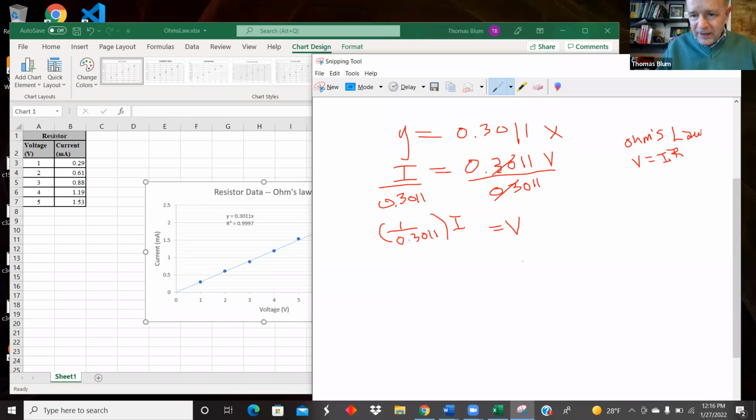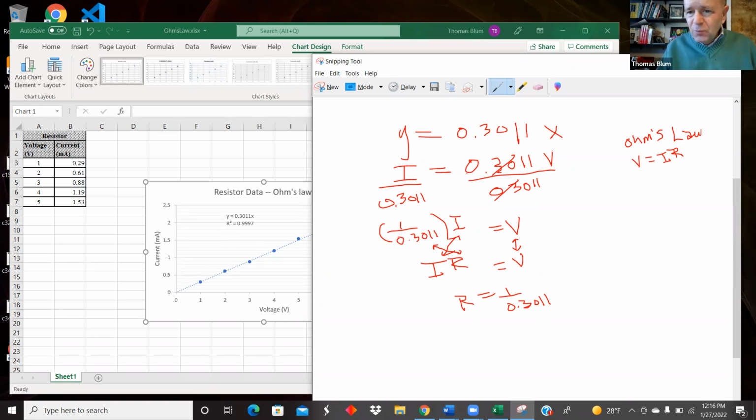And now I can compare that to my theory of I times R. And now I have a simple comparison. V is V, I is obviously I, and so then R is this 1 over 0.3011. So that, not the slope, but the inverse or the reciprocal of the slope is the resistance.